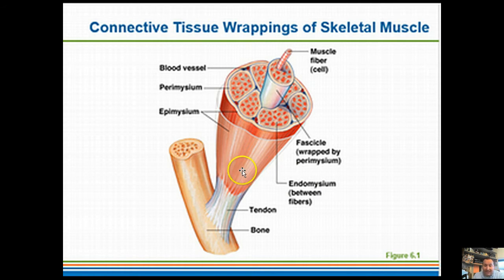So when you take a look at this image, this is an image that we just went over earlier with these different connective tissue wrappings. You can see here we started out right here with the individual muscle fiber. This is also called a muscle cell or a skeletal muscle cell. Remember, it has a membrane around it that's called the sarcolemma. Okay, this sarcolemma then is surrounded by what we call the endomysium.